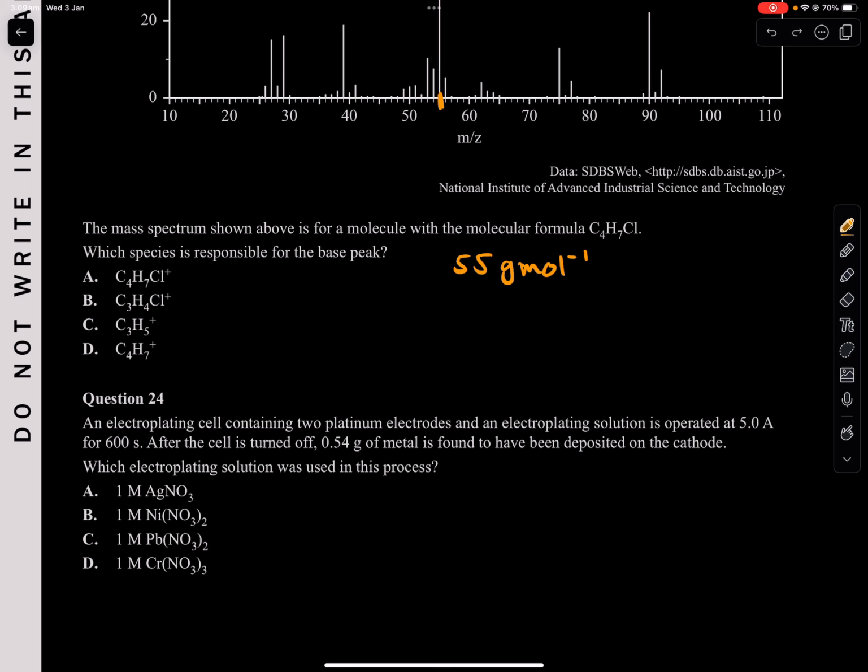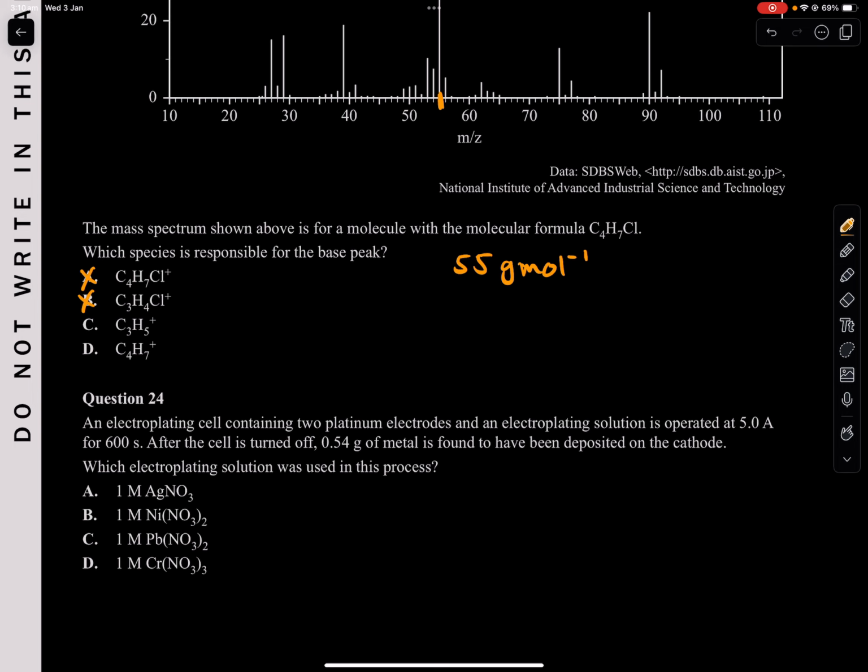So if we have that, we just need to check if these species have this. Let's try the first one. We have 4 carbons, so 4 times 12, plus how many hydrogens? We have 7, plus chlorine, which is 35.5. That gives me 90.5. Very large. Next one. 3 times 12, plus 4 hydrogens, plus chlorine, which is 35.5. That's 75.5. Wrong.